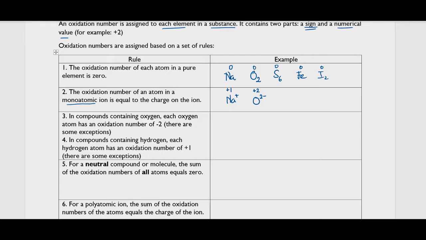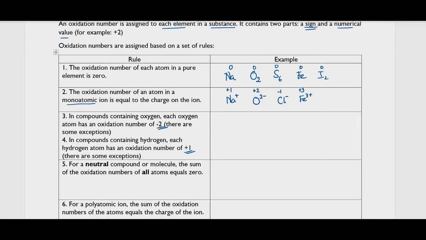If you have something like Cl minus, the oxidation number will be negative 1. If I have Fe3 plus, the oxidation number is positive 3. So the oxidation number of a monoatomic ion will be the same as the charge of the ion. Now these 2 rules are probably the most handy. Rule number 3: in compounds containing oxygen, each oxygen atom has an oxidation number of negative 2. And then rule number 4, in compounds containing hydrogen, each hydrogen atom has an oxidation number of positive 1.